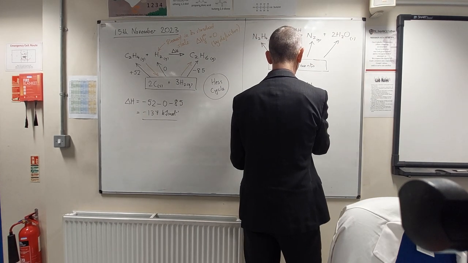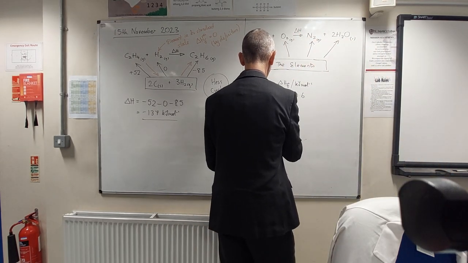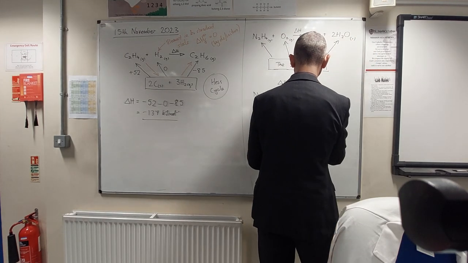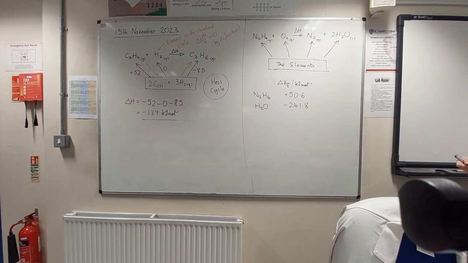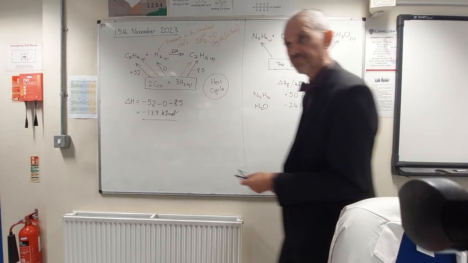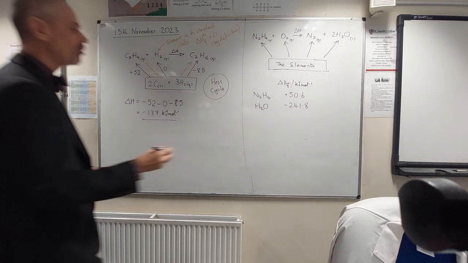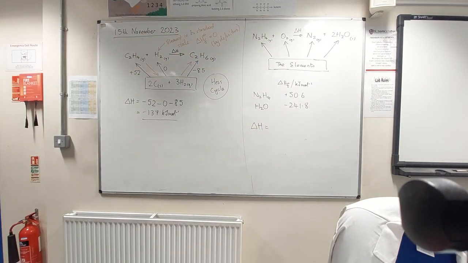N2H4, H2O, minus 4 sig figs for some reason. All right. Can you calculate me a value for delta H for the reaction as written? Thanks.